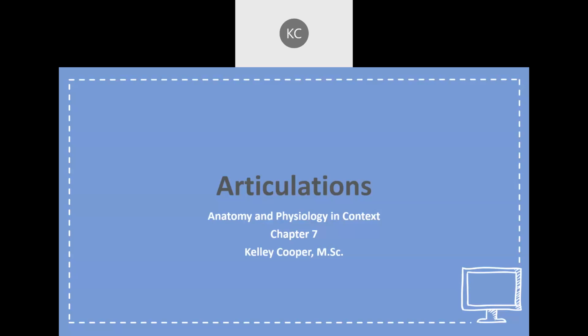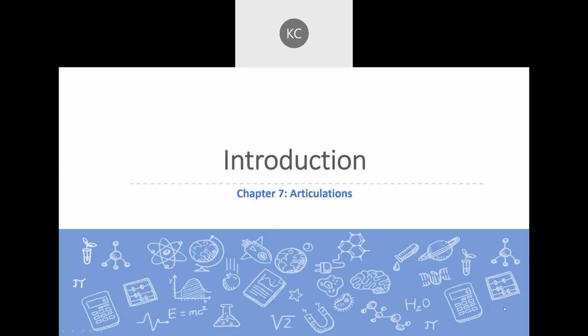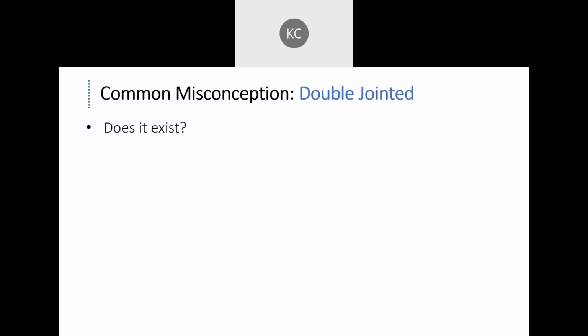And so with this lecture, with articulations, we're going to build on our knowledge of the axial skeleton, build on our knowledge of the appendicular skeleton, and how these come together to form what we'll call joints or an articulation, right? So the term joint and the term articulation are different words meaning the same thing, all right?